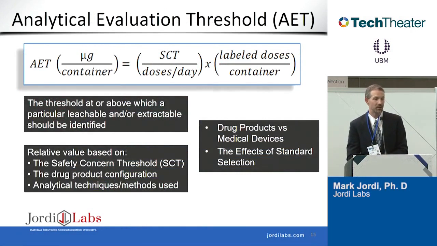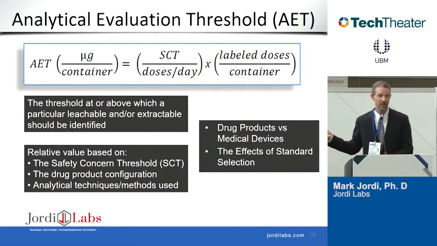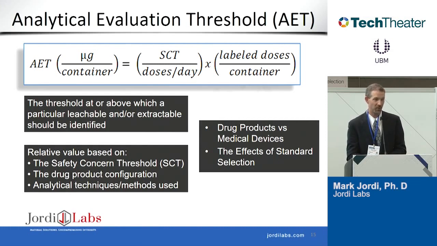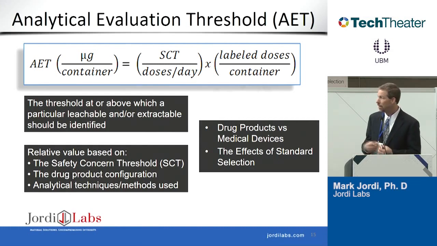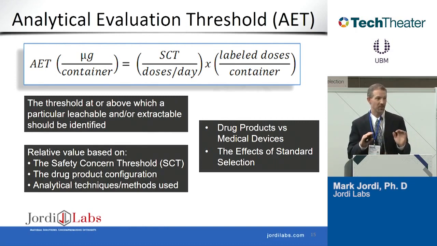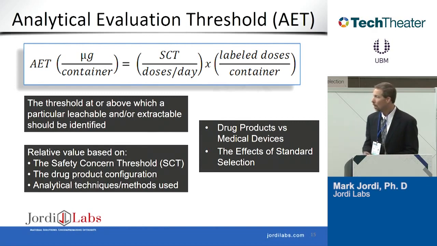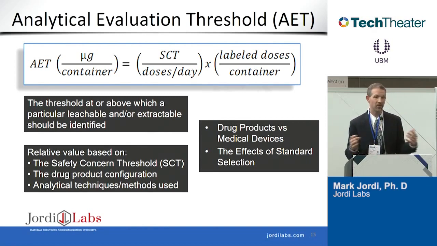Now, once you've chosen which techniques you want to use, another question you have to answer is, how sensitive do I need my methods to be? If you're doing an extraction and you use more solvent, you will in effect dilute your extract, and you will then have less of that compound per mL of solvent. So you need to set from the beginning a threshold of how sensitive you want your methods to be. And that threshold is set using the concept of the AET, or Analytical Evaluation Threshold. And basically the AET just defines what is that toxicologically relevant level above which I need to identify a component if it's present.